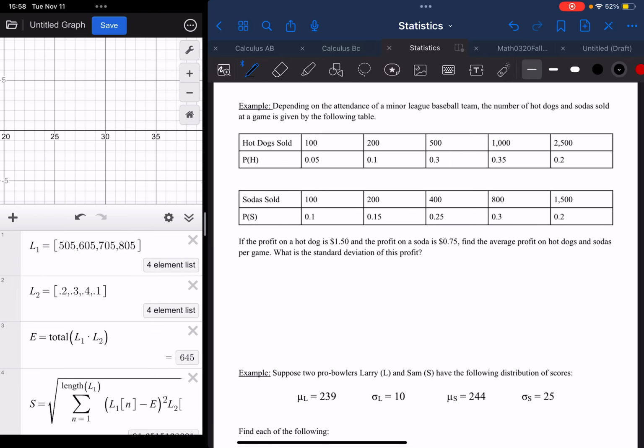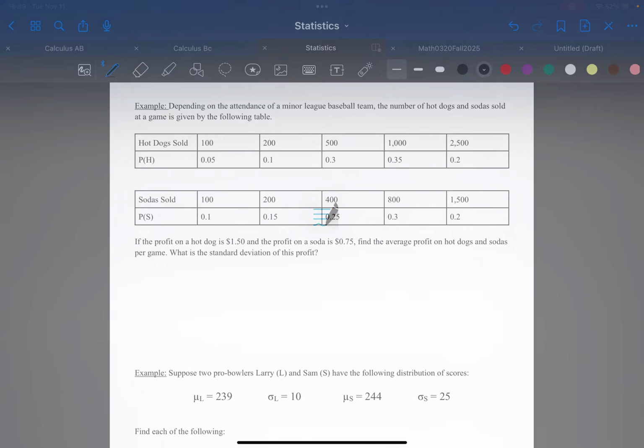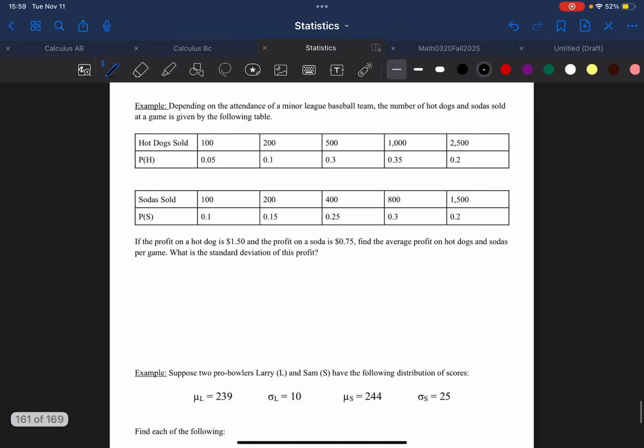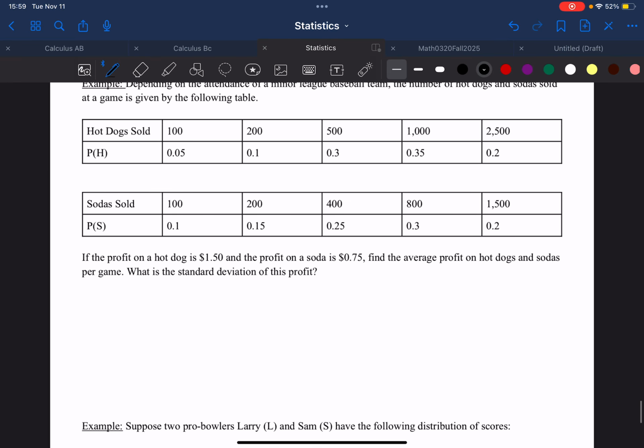So now let's look at this example. It says, depending on the attendance of a minor league baseball team, the number of hot dogs and sodas sold at a game is given by the following table. So we have two tables here, one with hot dogs, one with sodas. What we need to do, on Desmos just like before, is find the expected value of hot dogs and soda and the standard deviation of hot dogs and soda. Okay, so I'm going to have you try that on your own with your Desmos.